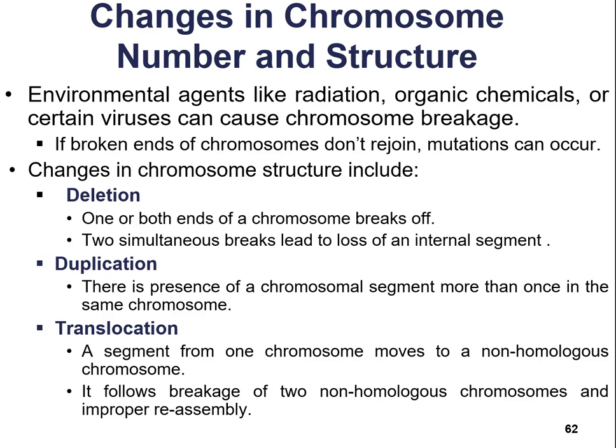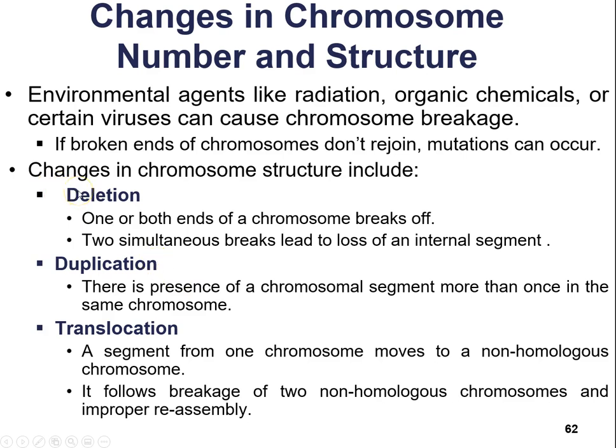This next part talks more about changes in chromosome structure. It says here, environmental agents like radiation, organic chemicals, or certain viruses can actually cause chromosome breakage. If those broken ends of the chromosomes don't rejoin right where they broke, then it's going to cause mutations. So here are some changes in chromosome structure that can occur.